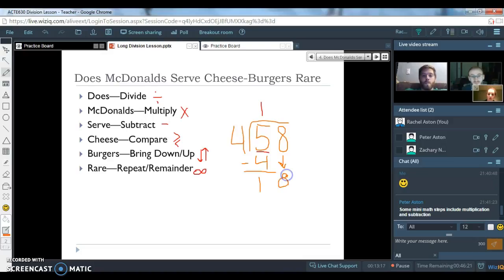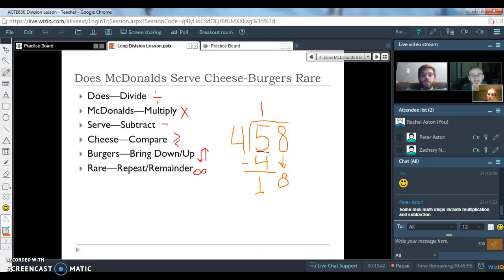So those were all the steps. Let's go over those again. We're going to divide the 4 into the 5, and 4 goes into 5 one time, which we put up top. Then we multiplied. 1 times 4 is 4, and we subtracted 5 minus 4 is 1.